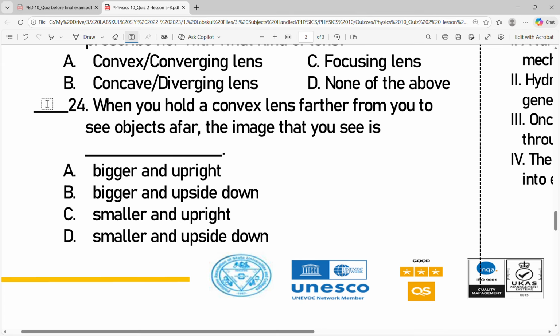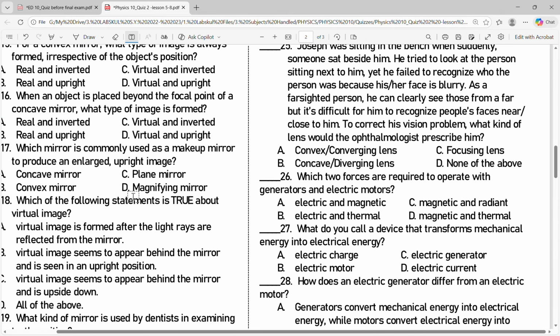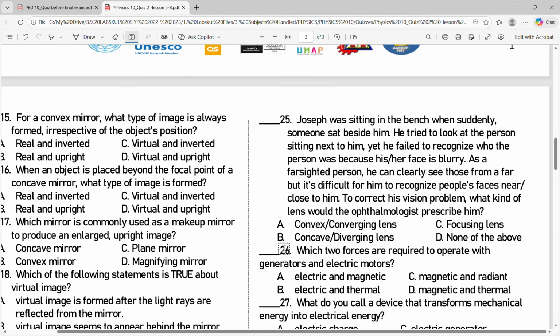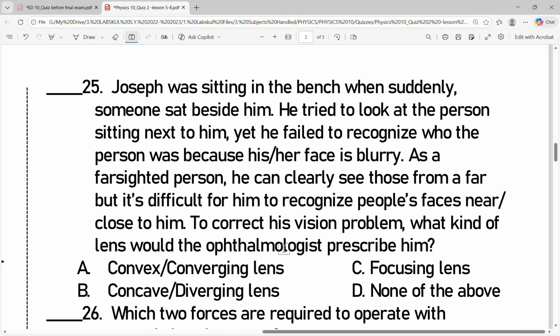So the answer in number 24 is letter D, smaller and upside down. Now we move forward to number 25. So this is now the opposite of the previous situation earlier.